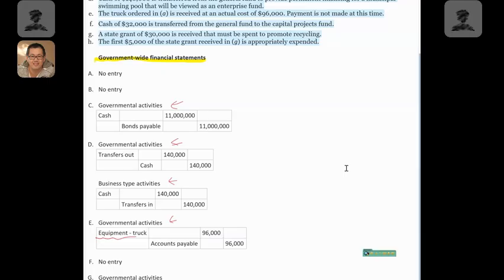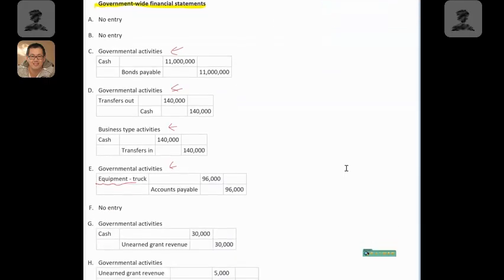And then transaction G, a state grant of 30,000 is received that must be spent to promote recycling. So debit cash and credit unearned revenue, which is the governmental activity. So this is the same way. This journal entry is the same as what we did for the fund financial statement.